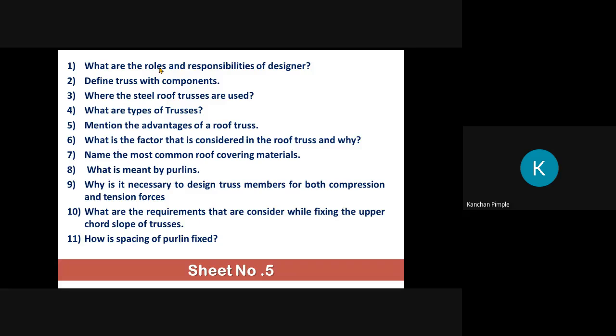Okay, so these questions are purely based on your sheet number 5. And what is in that sheet number 5? It is the analysis of truss by the joint method. So in that you draw a truss diagram. So in that truss you have to show what are the different component parts. Again, how the spacing of purlin is fixed. So these are some of the questions I have summarized here. So is it possible for you to answer it?